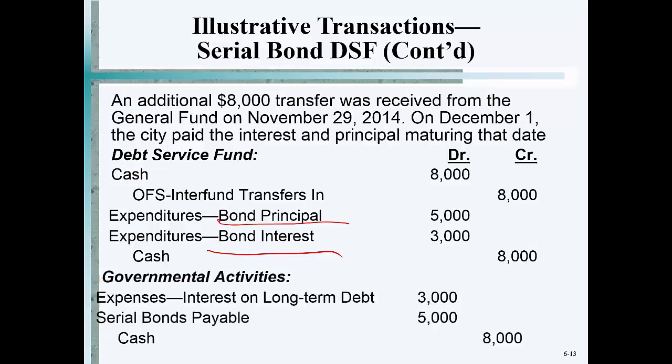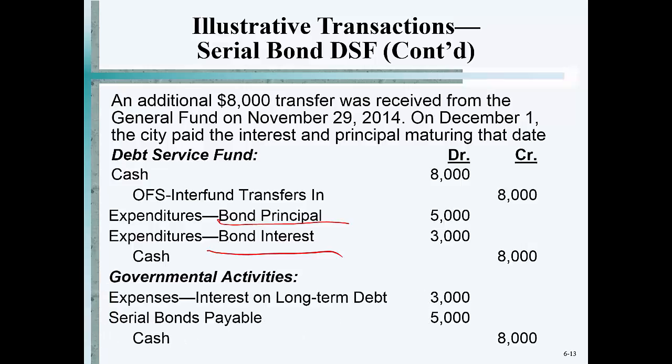Now we come over, and at the government-wide level, yes, the $3,000 is interest expense, but the $5,000 is what? Bond payable, because we're paying the principal on that now, aren't we? Right? Full accrual accounting.